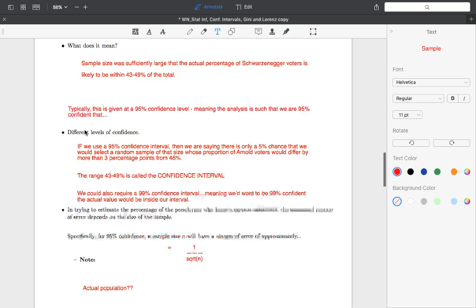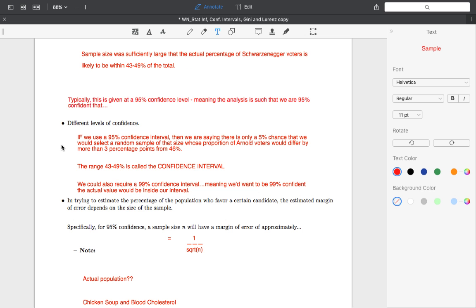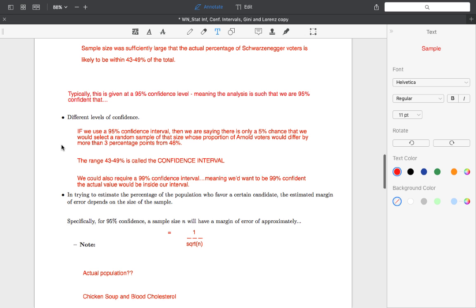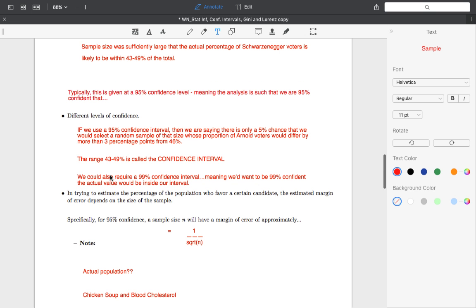So there are different levels of confidence. If we use a 95% confidence interval, then we're saying there's only a 5% chance that we would select a random sample of our size whose proportion of Arnold voters would differ by more than 3 percentage points from 46%. There's only a 5% chance that a random sample would end up outside of our confidence interval. And I'm using that language, so I better say it. The range 43 to 49% is called the confidence interval. Go ahead and take a second and rewind that. I said that very quickly if it didn't hit home.